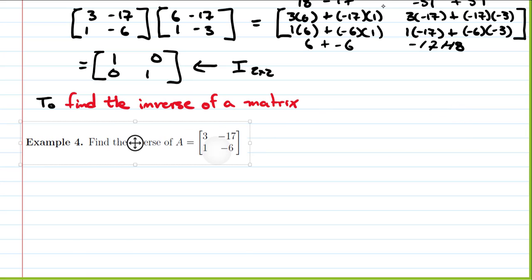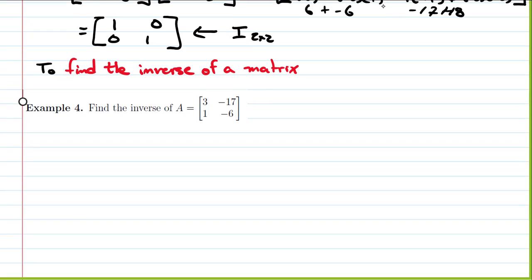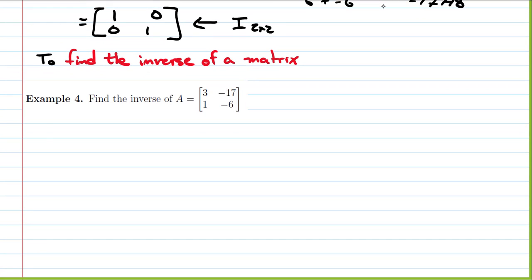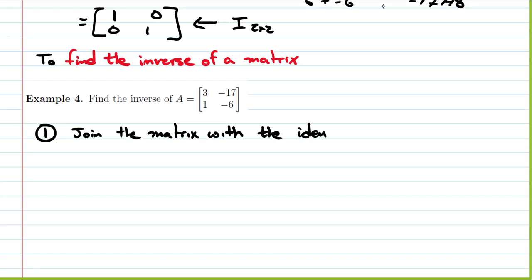The first step that we're going to do, step 1, is we're going to join the matrix with the identity matrix of the same size.